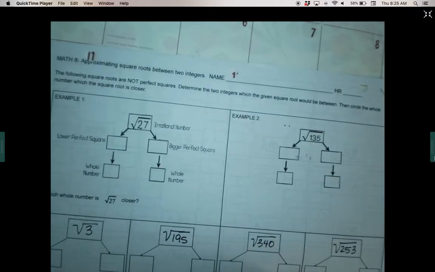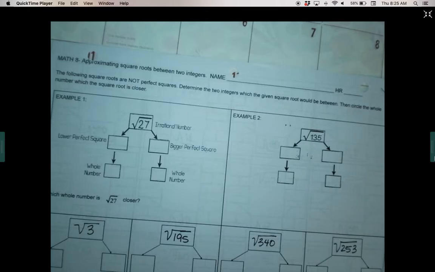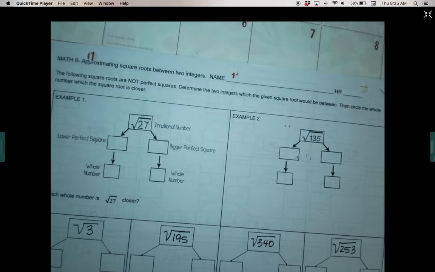So at the top it says approximating square roots between two integers. An integer is a positive or negative number, basically, okay? The following square roots are not perfect square roots. So perfect square roots would be like 1, 4, 9, 16, 25, because 1 times 1 is 1, 2 times 2 is 4, 3 times 3 is 9, 4 times 4 is 16, 5 times 5 is 25. Anything between those numbers are imperfect square roots. They're not perfect squares.